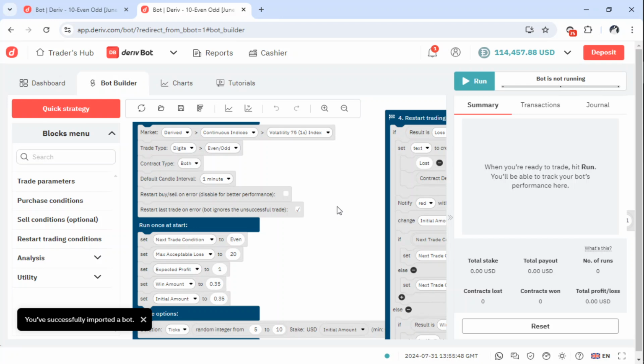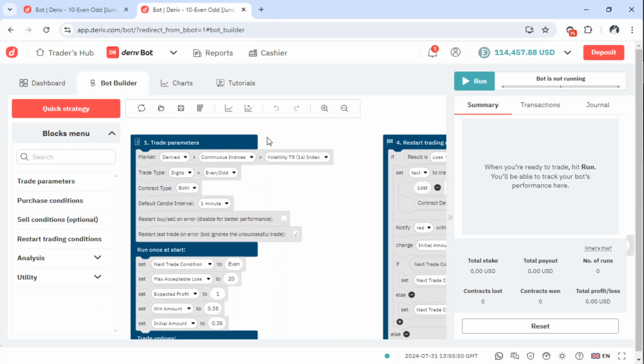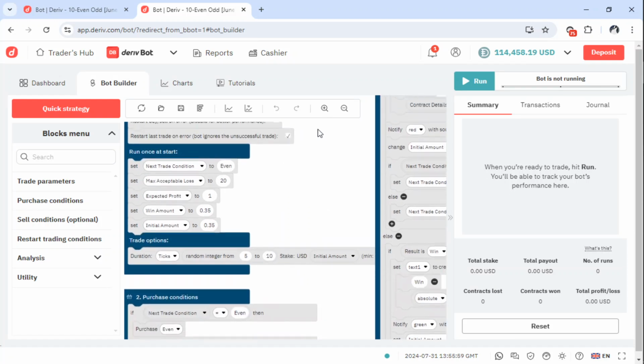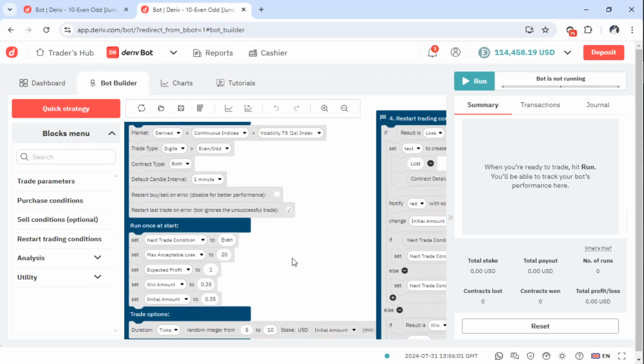So let me explain how it works. This bot runs on volatility 75 1 second. That means that is fast enough. Now, what contracts are we dealing with? We are trading digits, and then it is even odd. Then we are trading both of them. We are trading concurrently, even odd, etc.